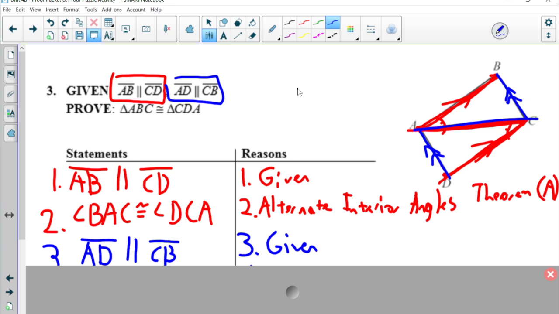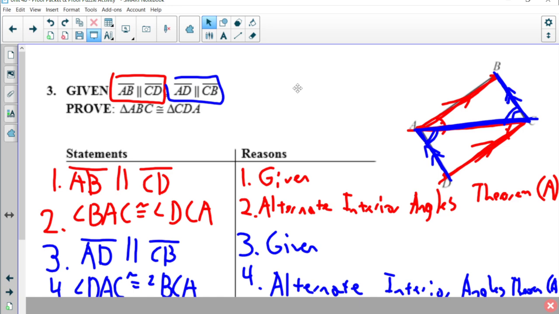So again, for our statement, we're going to write down what angles that tells us are congruent. And for our reason, we're going to write what kind of angles they are. I'm going to start us with this angle right here, which is D into A and out through C. And then the other angle is going to be A in through C and out through B. And those are alternate interior angles. So our reason, they're alternate interior angles, and alternate interior angles are congruent.